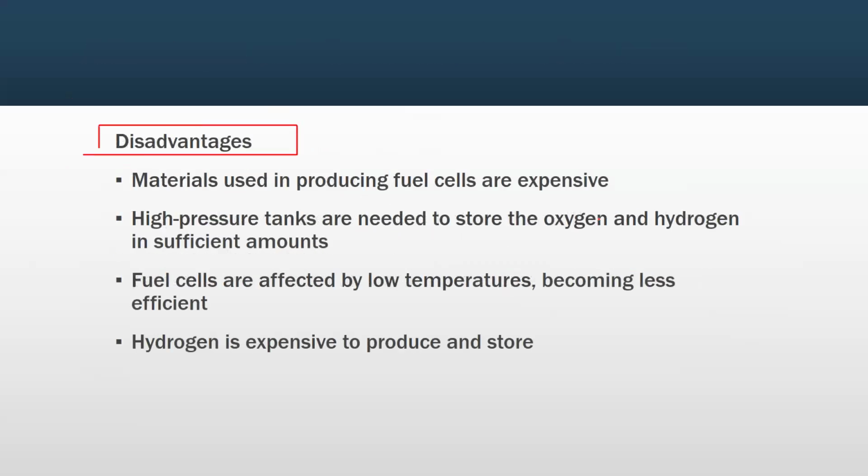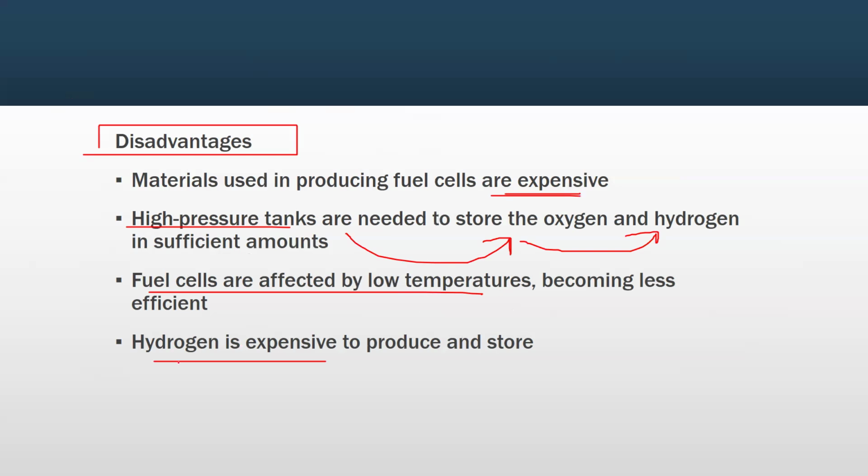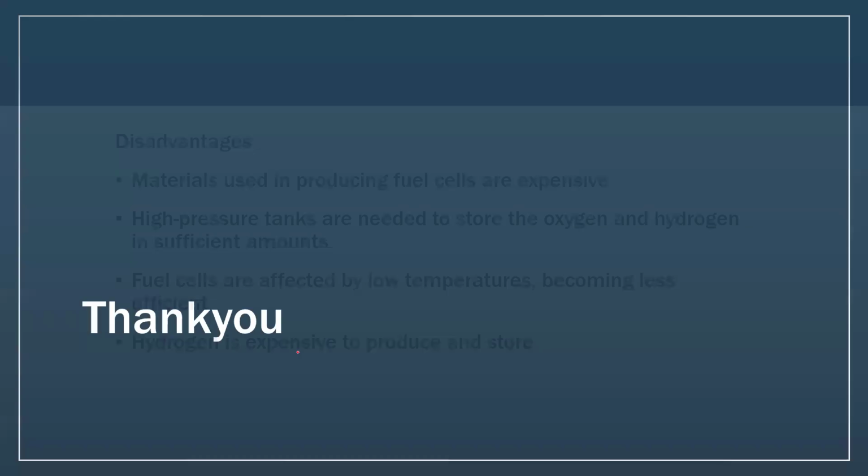लेकिन disadvantage ये है that this is highly expensive and you need highly pressurized tanks to store the oxygen and hydrogen gas as well. Moreover, fuel cells are affected by low temperatures becoming less efficient, and hydrogen is expensive to produce and store as well. And that is all for your chapter of chemical energetics.